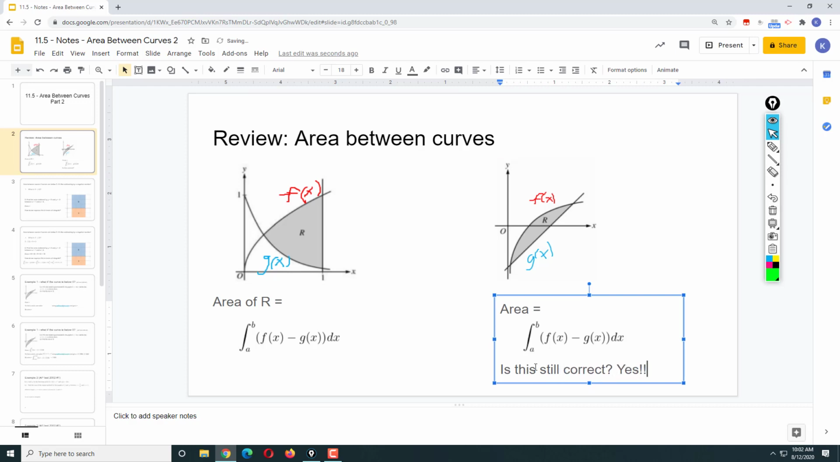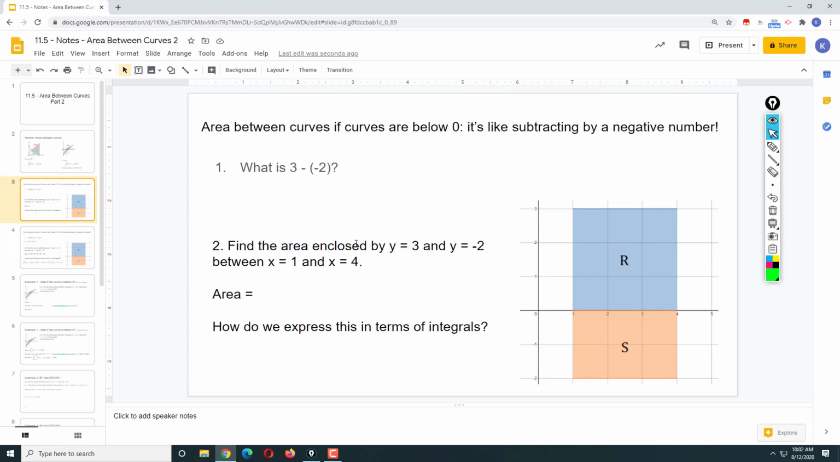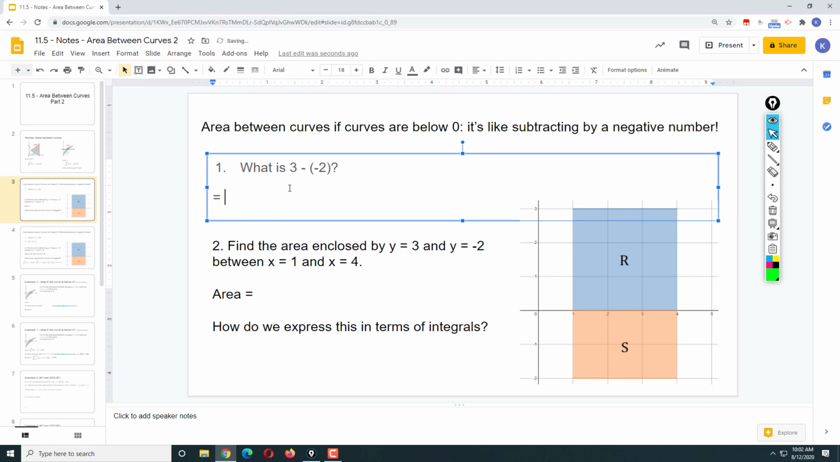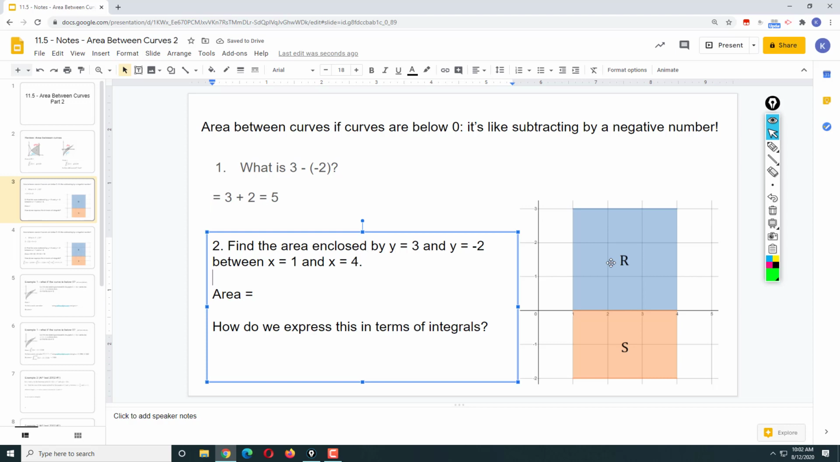We can still use the same idea, f minus g, to find the area between curves, even if our functions are below 0. Why? Well, it's just like subtracting by a negative number. We know that 3 minus negative 2 is just equal to 3 plus 2, which is equal to 5, right? Well, the area enclosed by the lines y equals 3 and y equals negative 2 between x equals 1 and x equals 4, that's going to be a rectangle.